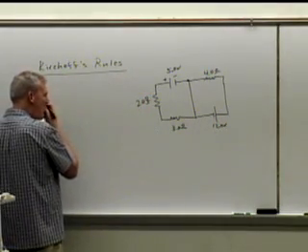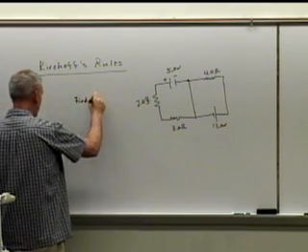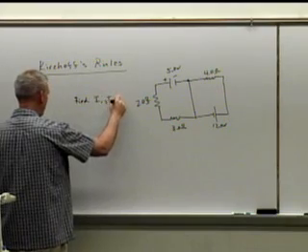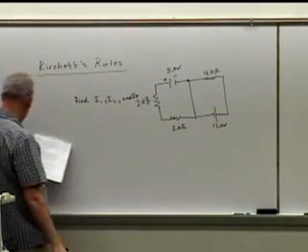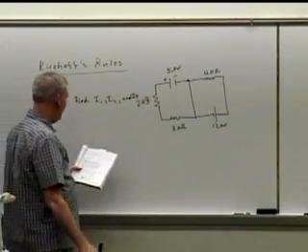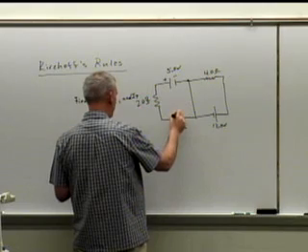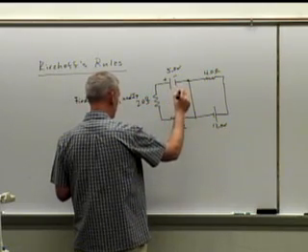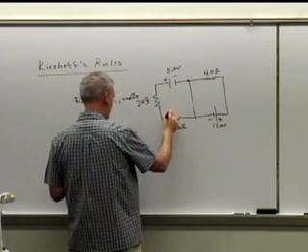There you go. And the question is this. Basically, find I1, I2, and I3. They said just find, they wanted to know what is I1 going through here, going through here.